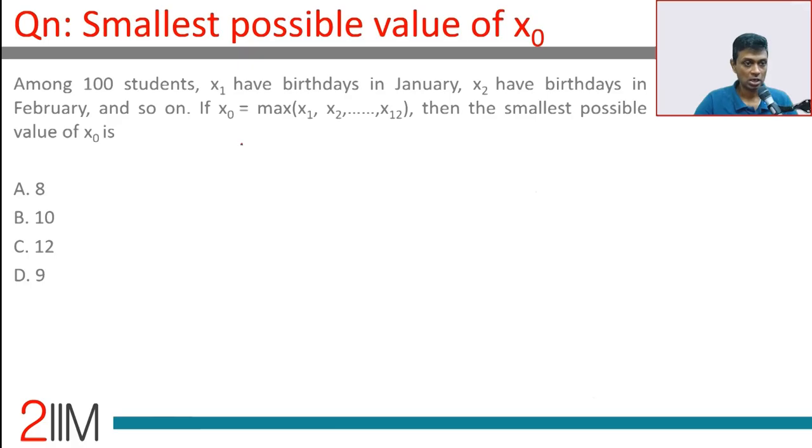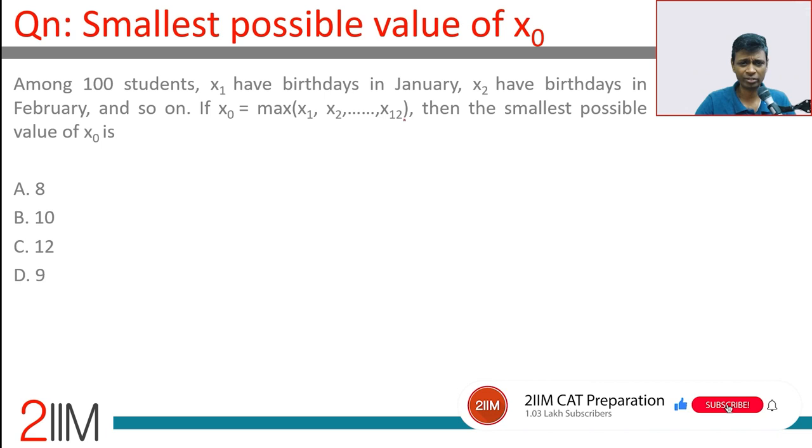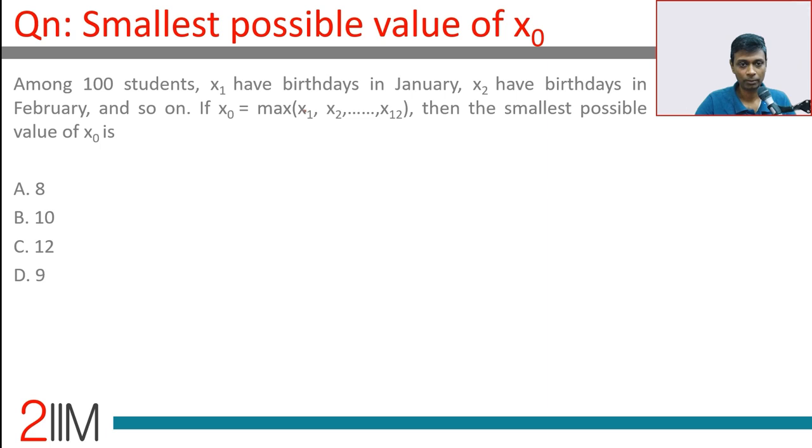Among 100 students, X1 have birthdays in January, X2 have birthdays in February, and so on. X0 equal to maximum of X1, X2, X3 till X12. Then the smallest value possible of X0. So all 100 could have birthdays in January. So X0 could be 100. Technically speaking, X0 could be 90. X0 could be 50. 50 people in January, others being distributed. We want to find the smallest possible.